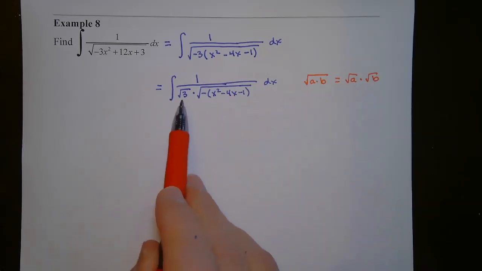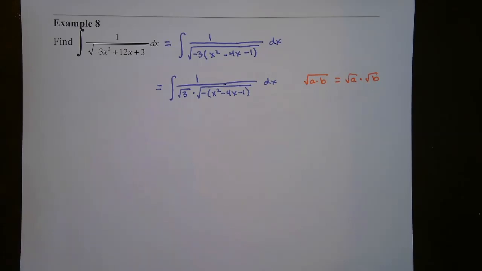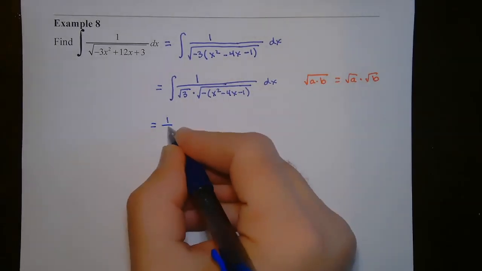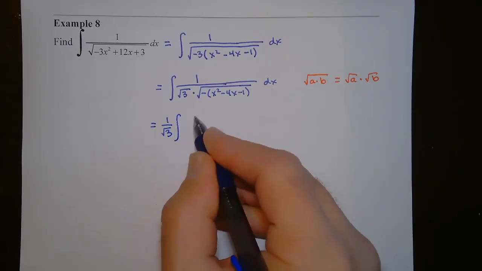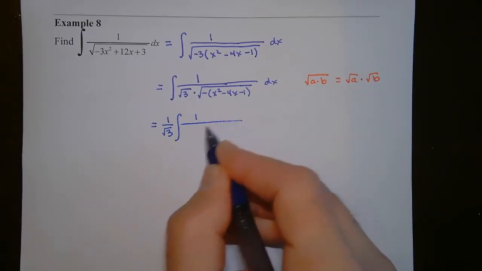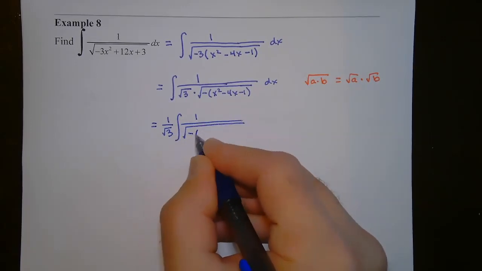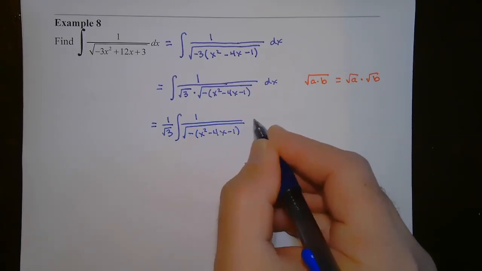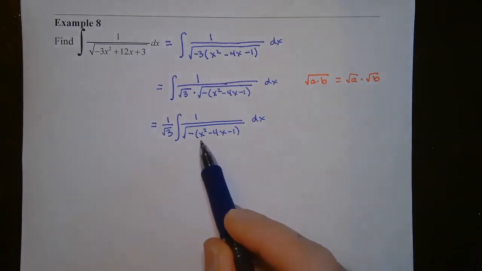Now, what's going to be helpful is that, because of this, I can bring this all the way out into the front of the integral, and that's what I'm going to do next. So this is the equivalent of 1 over the square root of 3 times the integral of 1 over the square root of negative parenthesis x squared minus 4x minus 1, close the parenthesis, and then dx. Okay, now is where I'm going to start completing the square.